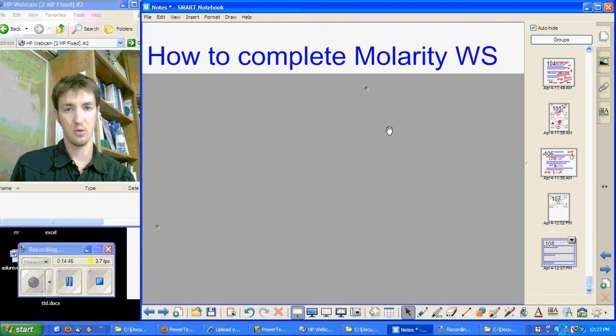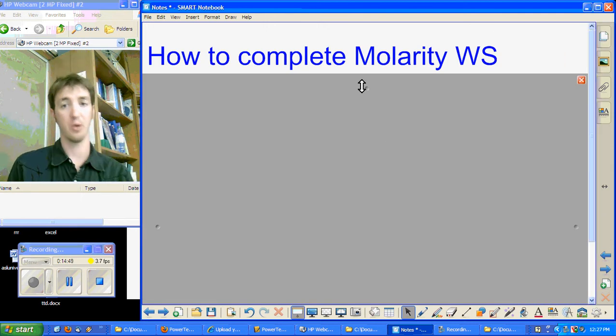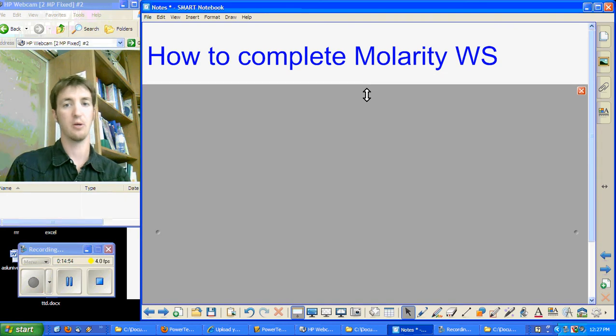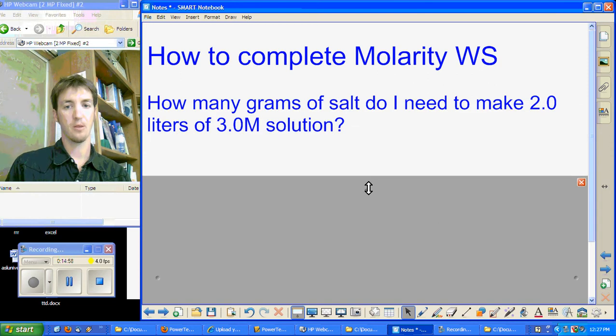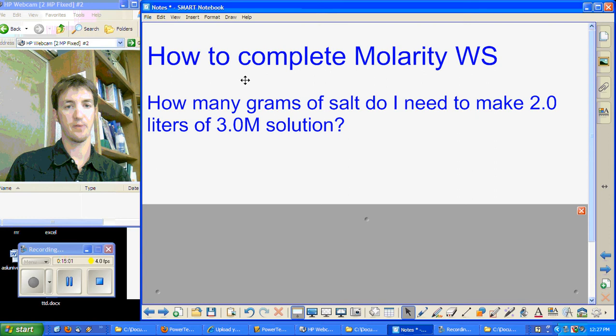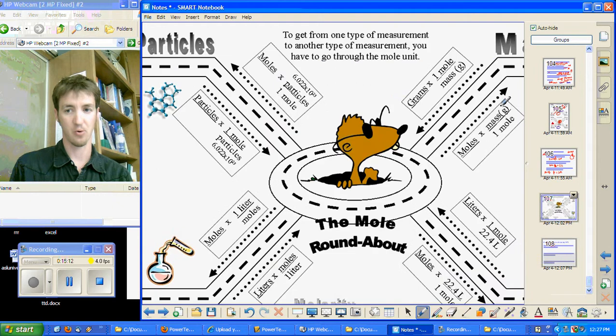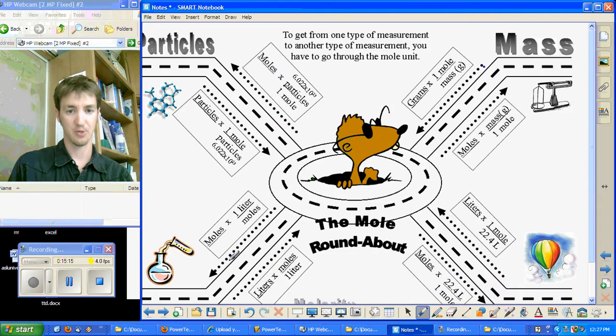So, this is the type of question you're going to have on that molarity worksheet. The molarity worksheet isn't just grams and moles and liters, or just moles and liters and molarity. They do grams too. So, instead of asking how many moles of salt I need, it asks how many grams. What's the only way to get to grams? Grams is isolated up here in the corner. The only way to get to grams is to go through moles. So 2 steps. We're going to figure out moles first, then grams.